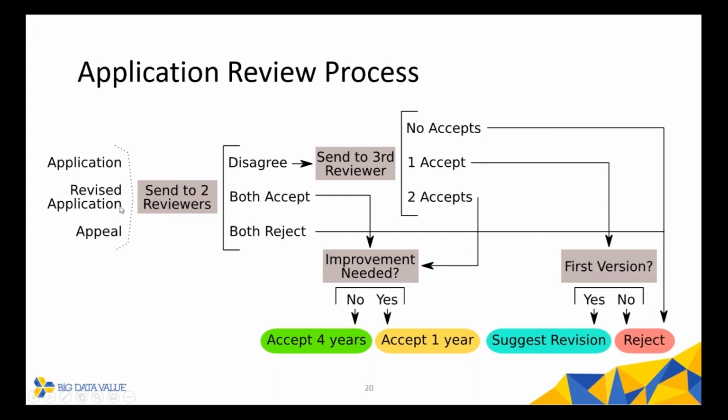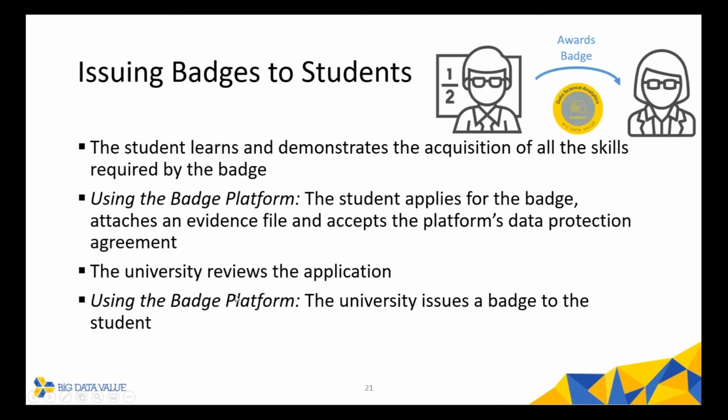Even in the case of rejection, there's a possibility of appealing. And like I mentioned earlier, there's a possibility of resubmitting an application in the case of revision, for example, a first submission being accepted by 1 and rejected by 2. And the review process for applications, revised applications, and appeals is all basically the same.